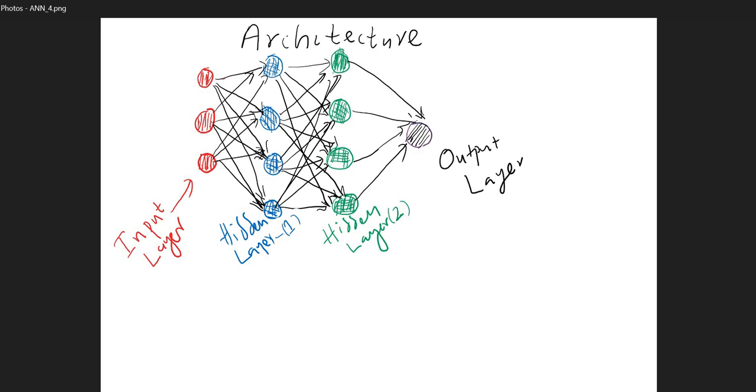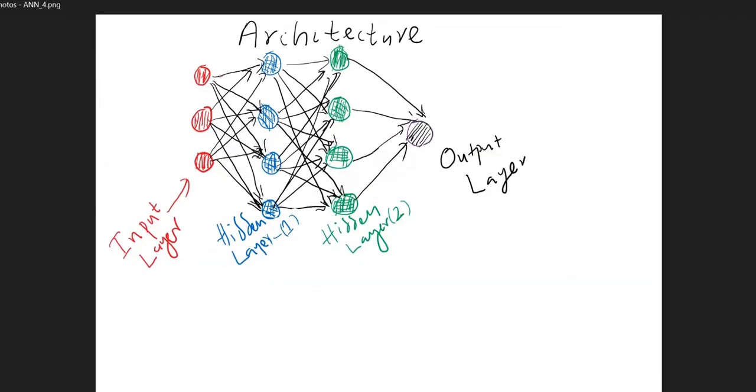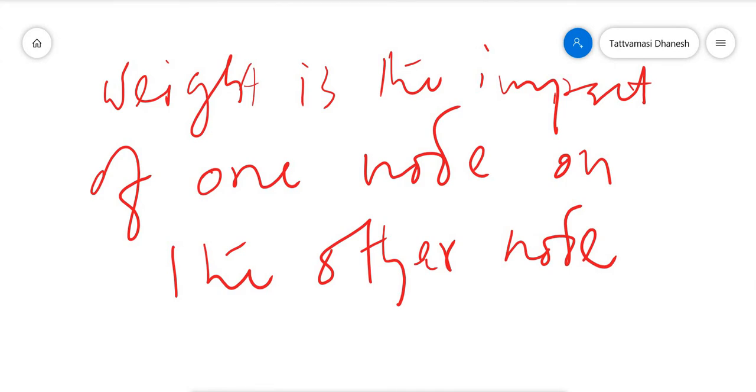The next node is the green node here. Whether that should be activated or not depends on the output from this blue node, right? That is determined by the activation function. So what is the role of the activation function? You need to understand that the activation function defines whether the given node should be activated or not.